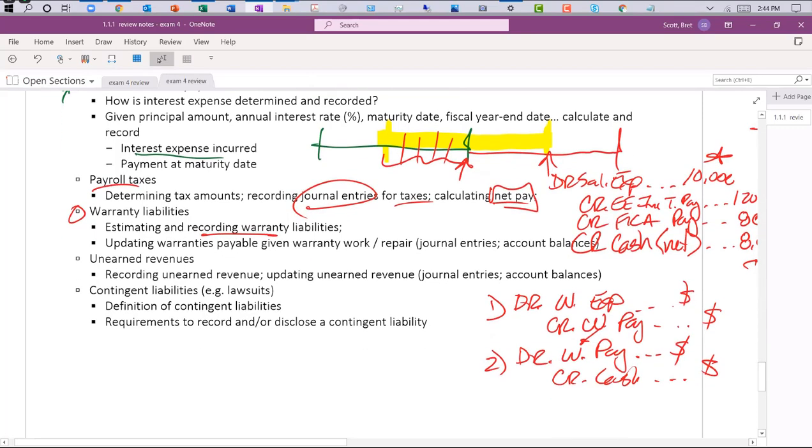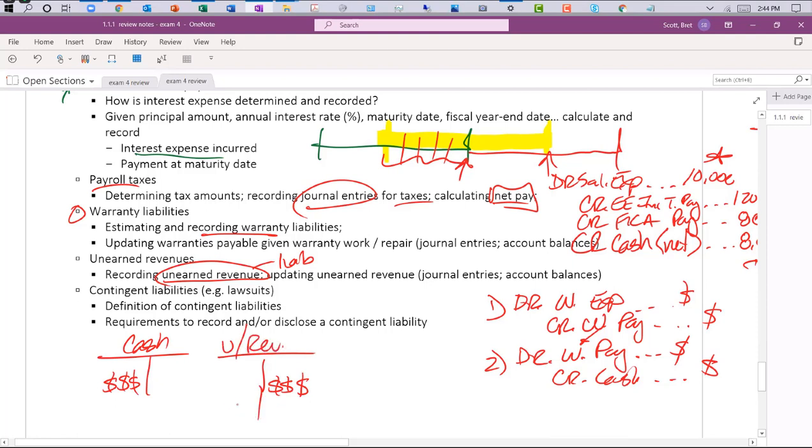So let's see here. Warranties, unearned revenues. Remember, unearned revenues are a liability. Initially when we get the cash, we are debiting cash, crediting the liability, just like what your landlord does, unearned revenue, that liability account. As time goes by, we debit that account down and we recognize revenue on the income statement. Revenue, boom. Those are the basic journal entries.